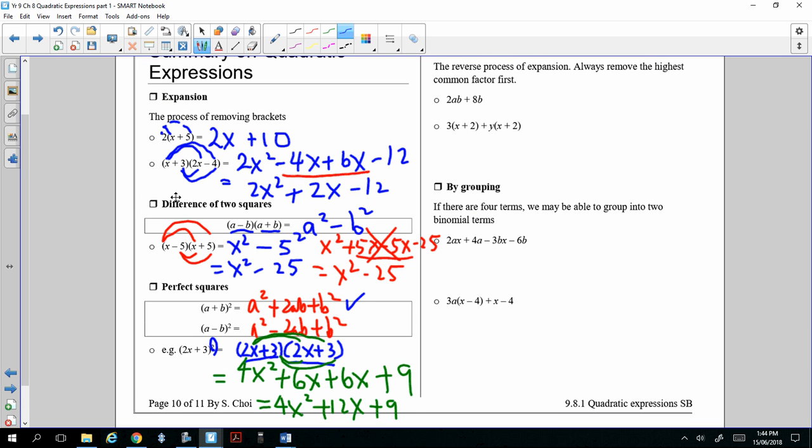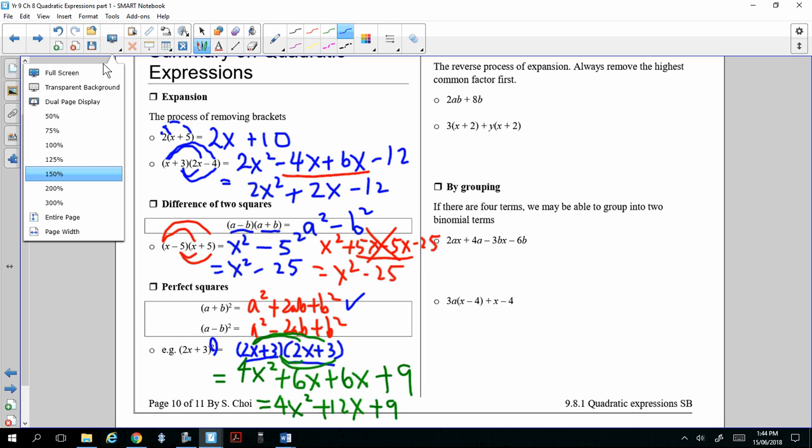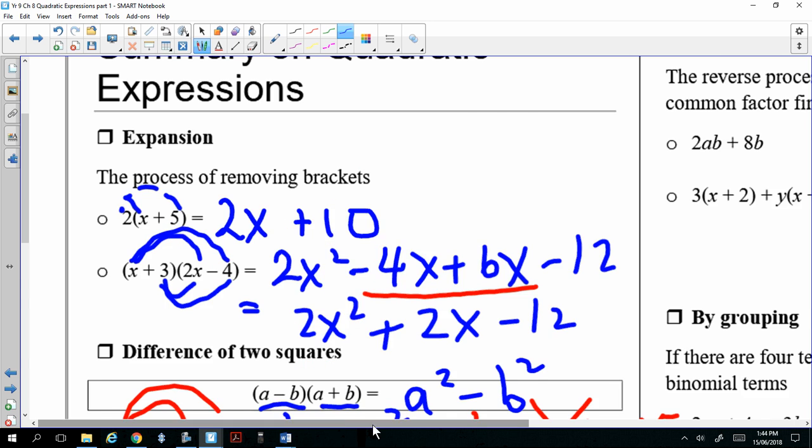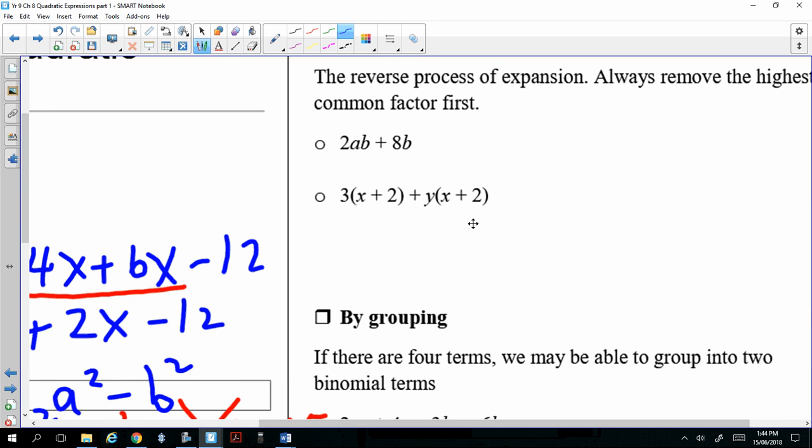So in this topic, we do 3 types of expansion. Then we have to do a lot of factorizing. And we group them into different types. So we'll do the first one soon after we finish this chapter 7 test.